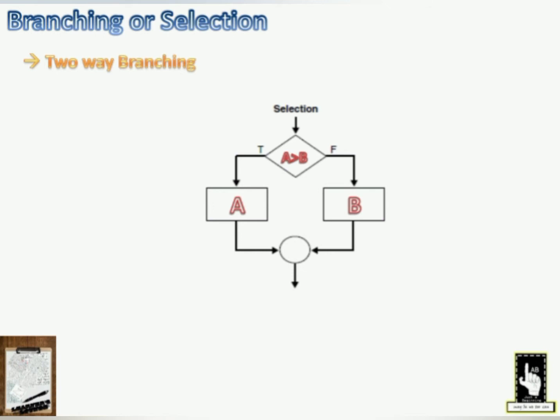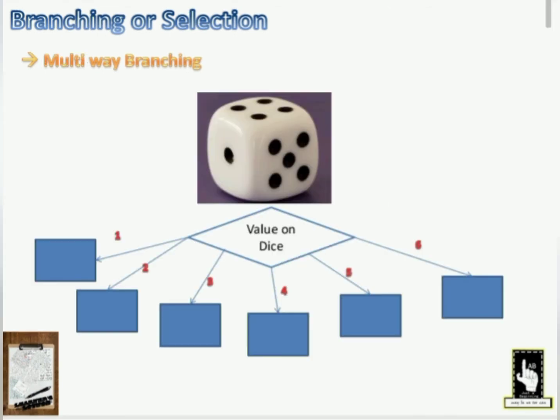Consider an example where the question is to check whether A is greater than B. Then we use two-way branching. The multi-way branching is based on a value to decide the flow. For instance, consider an outcome from a dice. It is anything between 1 to 6, based on which the further process is to be carried out.